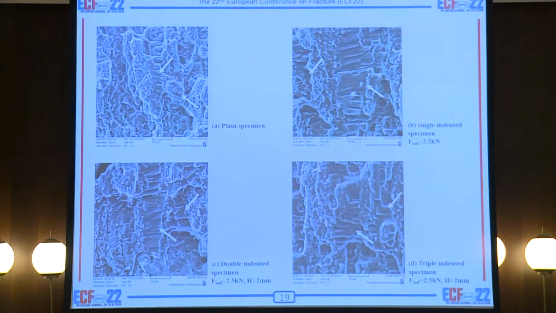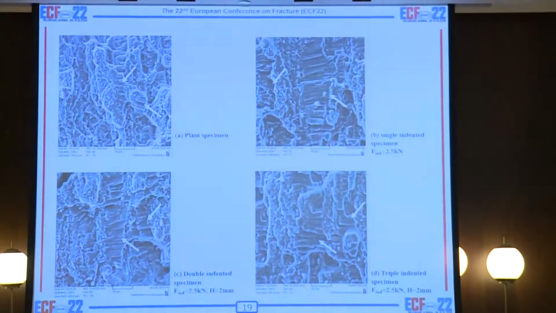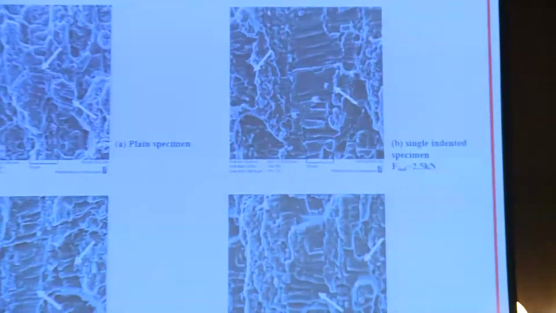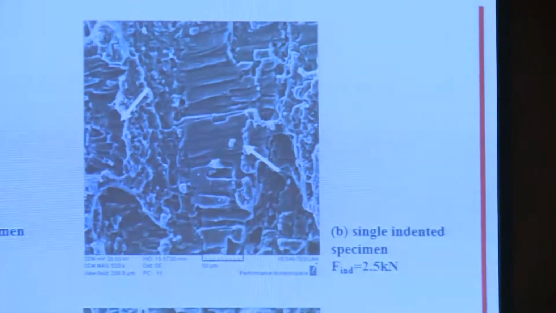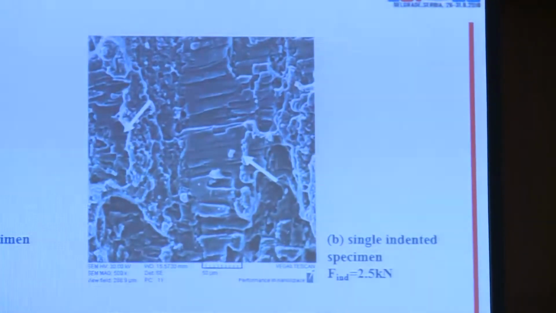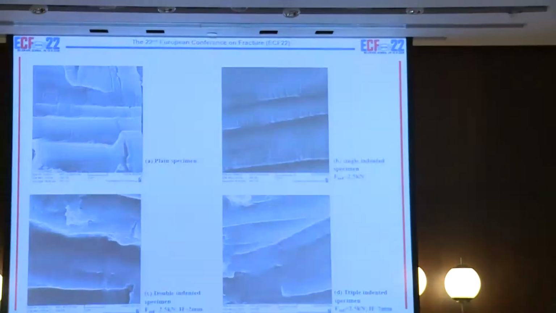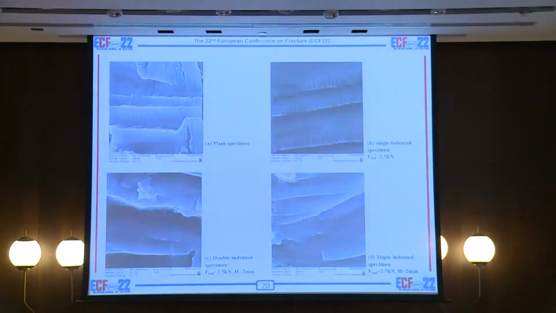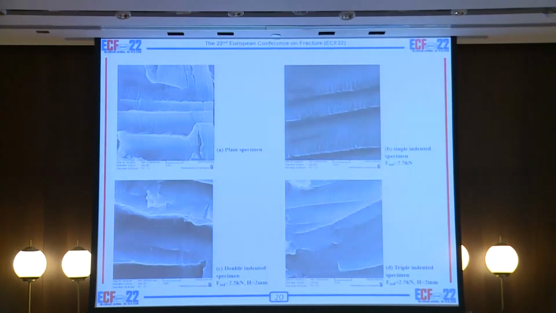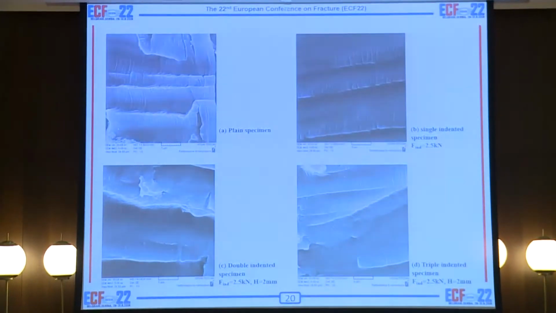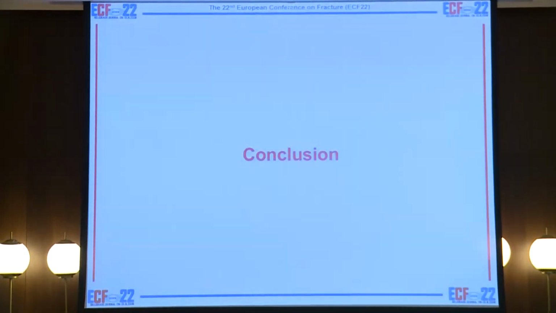Afterward, the failed samples were analyzed using SEM. As you can see here, the micrograph of plain specimen without indentation, and also the other samples are shown. Stable crack growth is obvious for the indented samples, and this stable crack growth was longer for the samples with double indentation and triple indentation compared to single indentation. Besides that, when we went closer, we could see that the distance between these striation lines was smaller, showing that the fatigue life is higher in these cases, which is the same thing that I showed you in the tables.